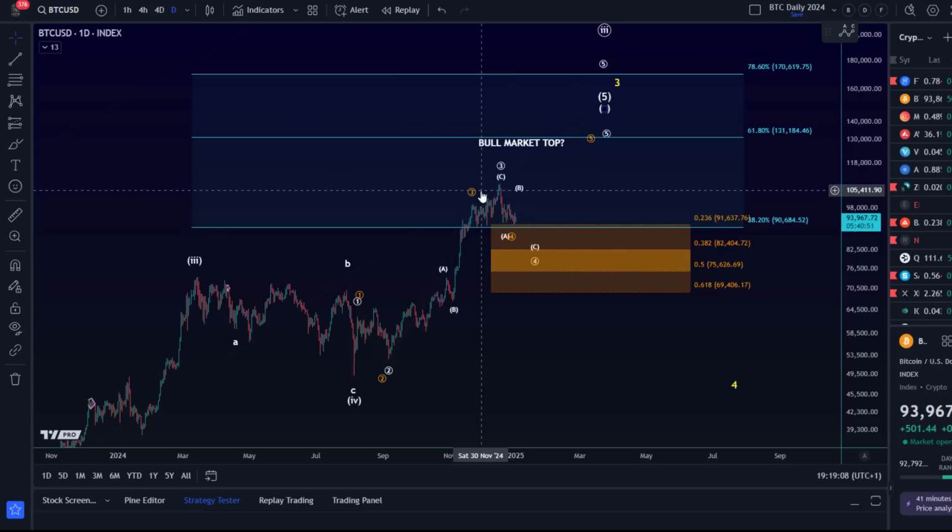Because if we now break support, first of all, we are far away from any level where we could confirm a bull market top. And then we have to allow the market to go down a little bit lower, even in a bullish scenario. So please be aware of that, right? We have to allow for further downside if needed. But at the same time, my view is that one more high should happen.